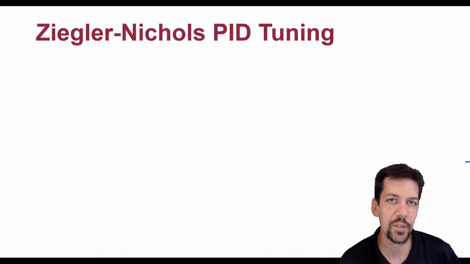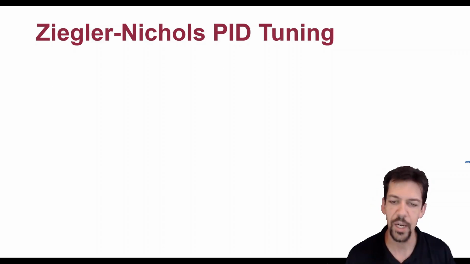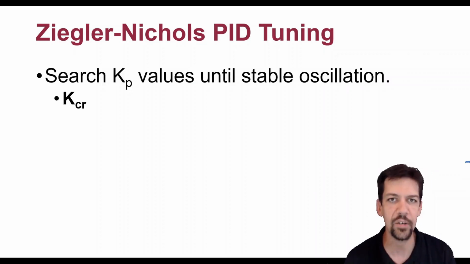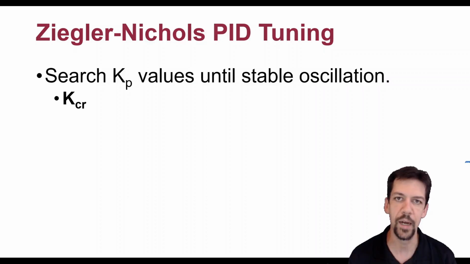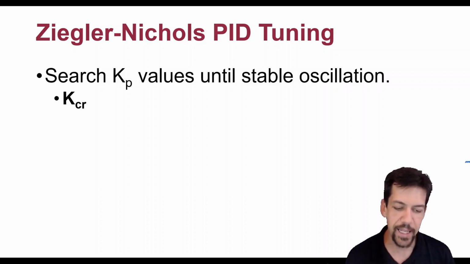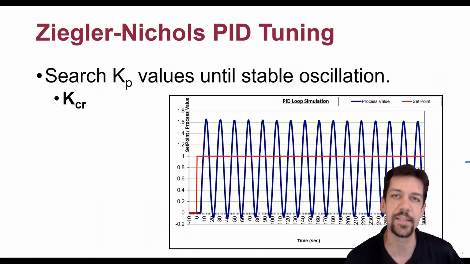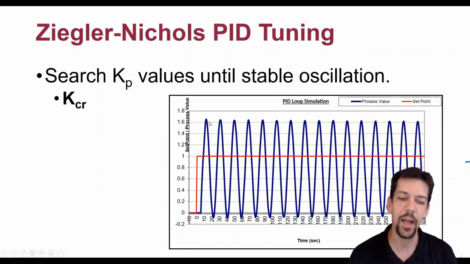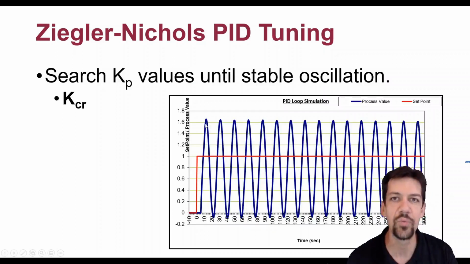The Ziegler-Nichols PID tuning approach starts by searching the proportional values until you get a stable oscillation. This is what we call the critical constant, right? And what that stable oscillation will look like is something like this, right? This is a simulation of a system oscillating over time, and you can see that it's just barely decreasing, but it's fairly stable. It's not decreasing very quickly, but this is relatively stable.